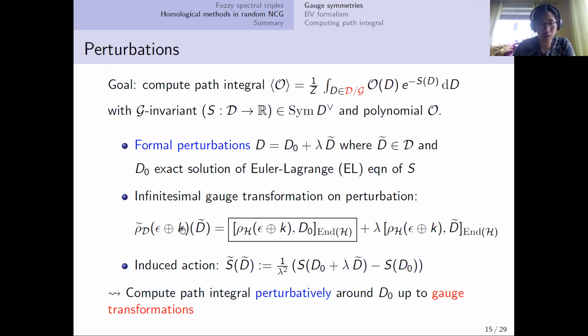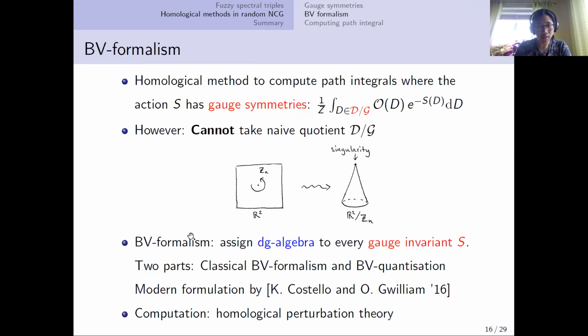Like I said, what we want to do is to compute this path integral perturbatively around this solution of the Euler-Lagrange equation up to these gauge transformations. So this is the goal. That's where the BV formalism comes in.